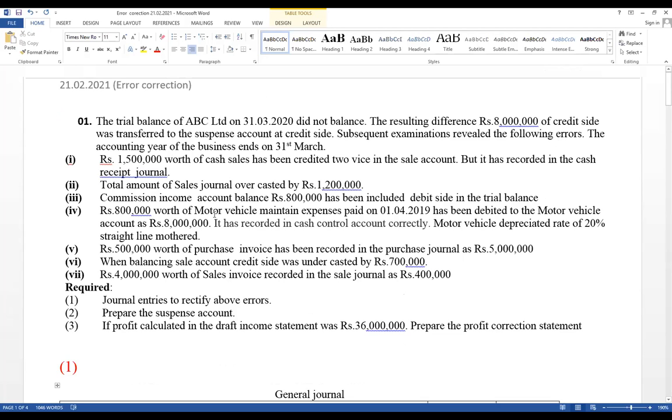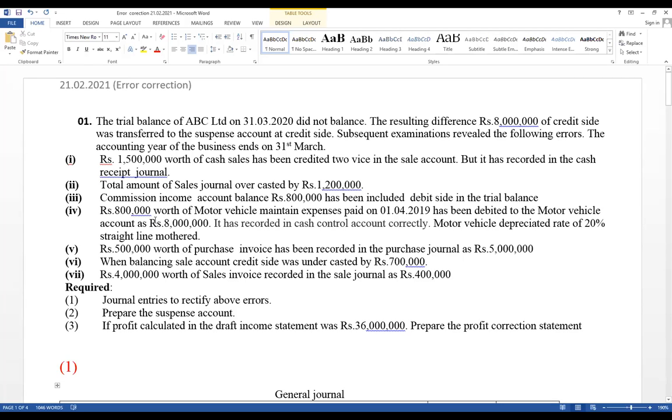Rupees 800 worth of motor vehicle maintenance expense paid on 1st April 19 has been debited to the motor vehicle account as 8,000. The expense has been recorded as an asset. This is a principal error. The motor vehicle maintenance expense account should be debited 800, but the motor vehicle account was debited instead, and the value is also not correct. Therefore, the motor vehicle account should be credited 8,000, and the maintenance expense account debited 800.